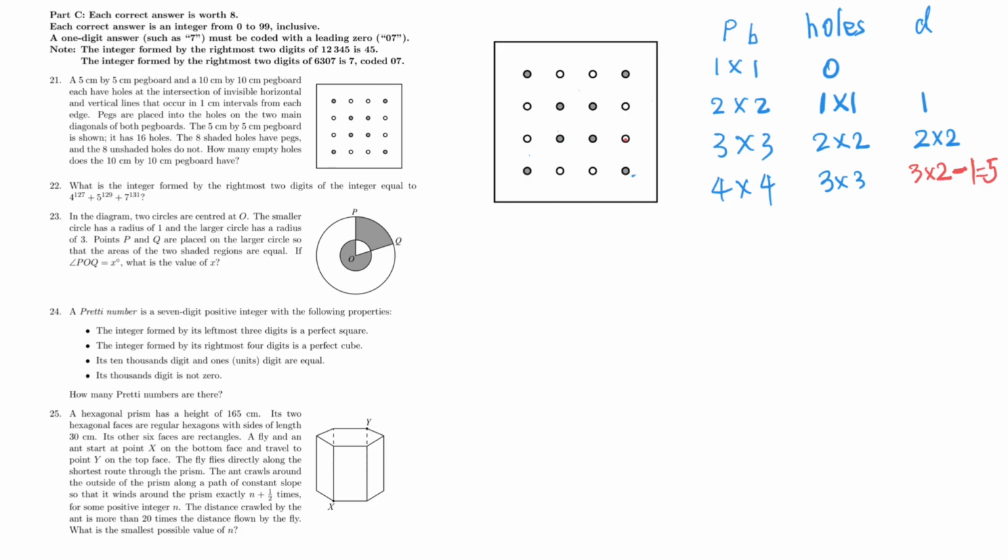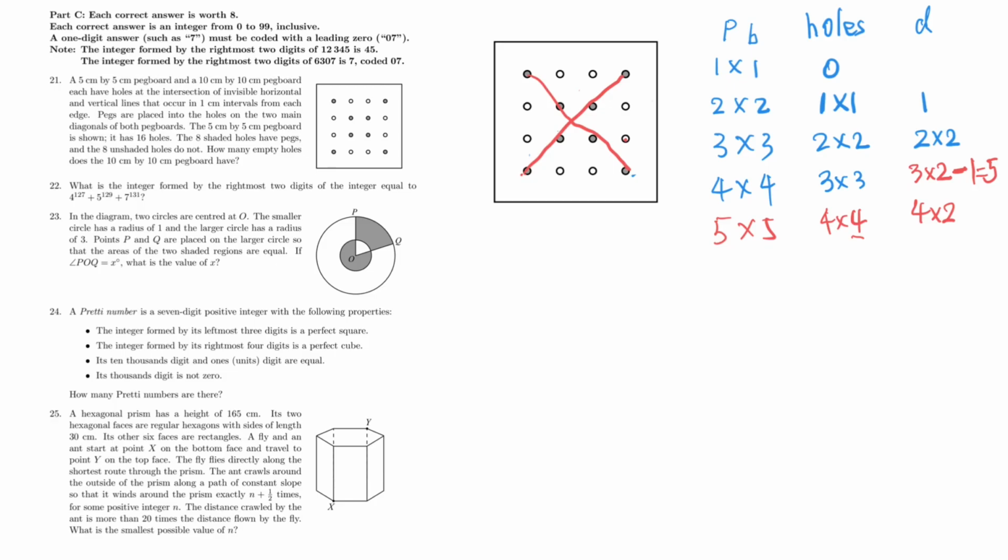Now for the 5 by 5. How many holes? Holes is 4 by 4. And the diagonal, that's 4 times 2. Because 4 is an even number, there is no over-counting in the middle, where the two diagonals intersect. There's nothing there.